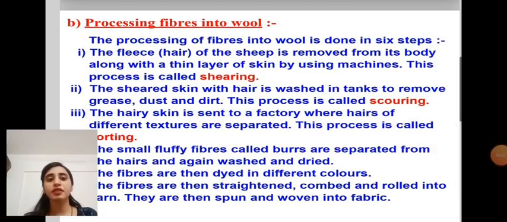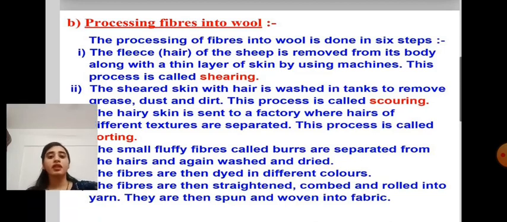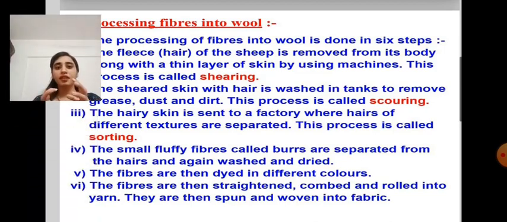Next one is sorting. Means now the hairy skin is sent to the factories, where hairs of different textures are separated. When hairs of different textures are separated, this process is called sorting. In factories, this process is done.